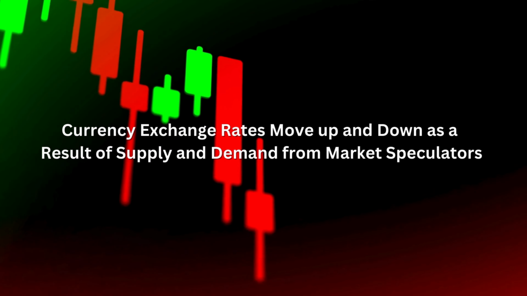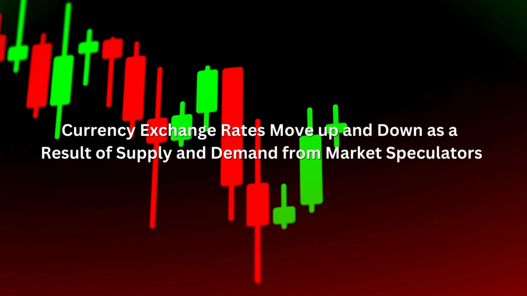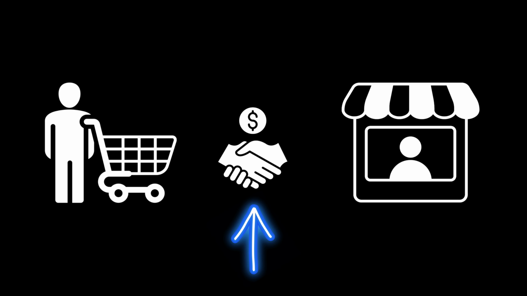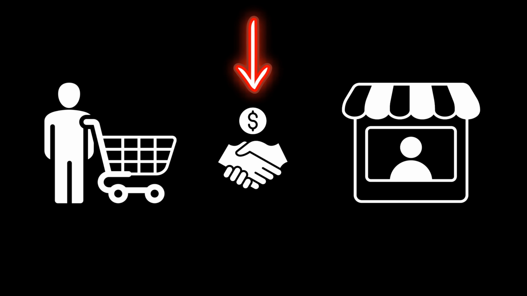Currency exchange rates move up and down as a result of supply and demand from market speculators. No trades can take place unless both the seller and the buyer can agree on a price. And this is what drives price in currency pairs, crypto, indices, commodities, and futures. Buyers bring in demand for their pair, applying upward pressure on price. Sellers bring in supply for their pair, applying downward pressure on price. The market runs like a continuous auction throughout the day, with buyers and sellers continuously competing for price.